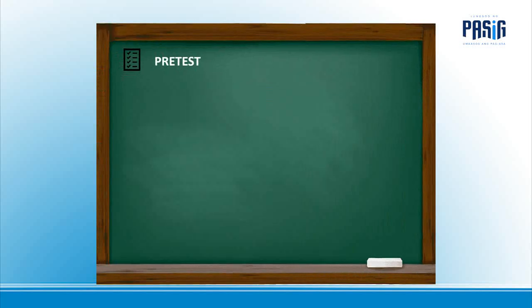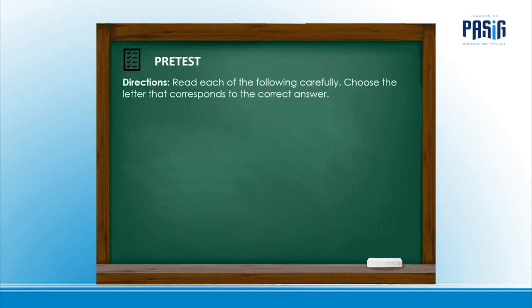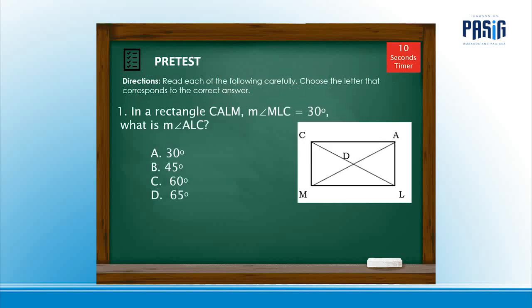Now, let us have the pretest. Directions. Read each of the following carefully. Choose the letter that corresponds to the correct answer. Number 1. In a rectangle CALM, measure of angle MLC is equal to 30 degrees. What is the measure of angle ALC?